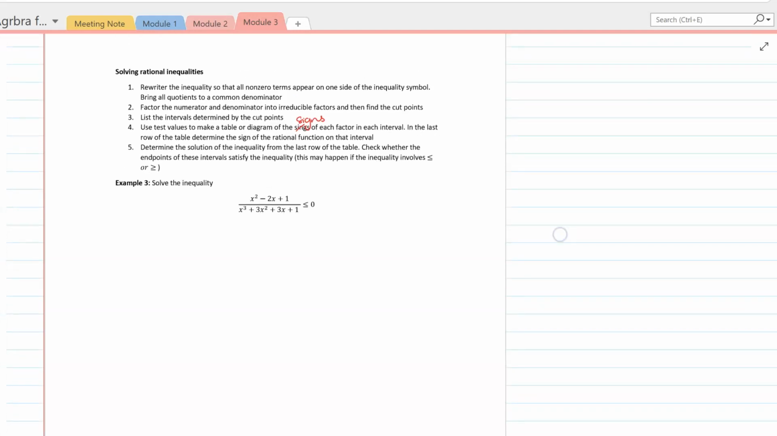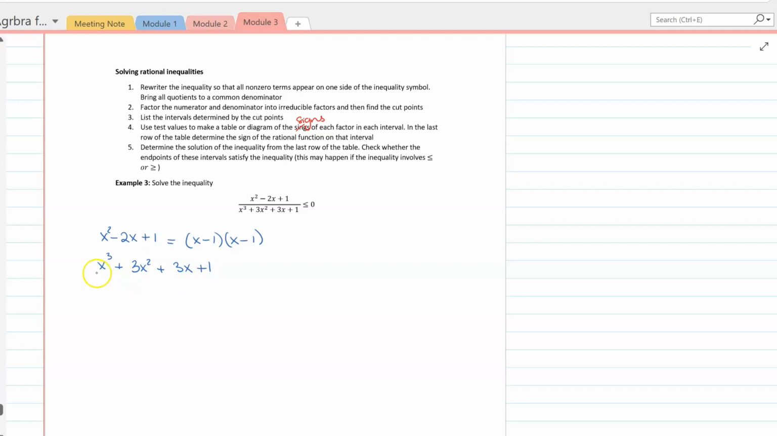We will use the steps listed here to solve the rational inequality. First, we will factor the numerator and the denominator of the inequality. The numerator is x squared minus 2x plus 1, which factors to x minus 1 times x minus 1. The denominator is x to the third plus 3x squared plus 3x plus 1.